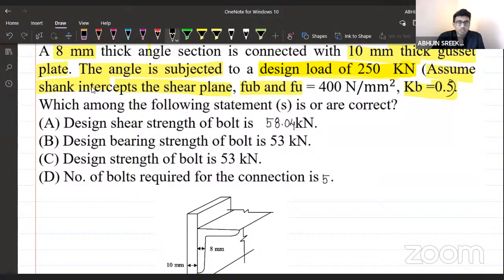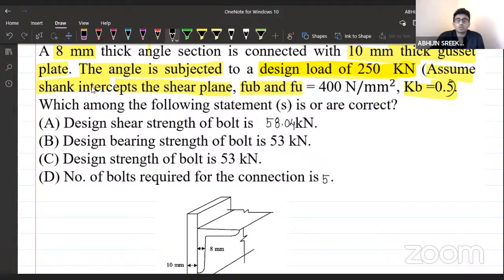So let's read the options. Design shear strength of the bolt is 58.04 kilonewton, and design bearing strength of the bolt is 53 kilonewton, and number of bolts required for the connection is 5. So these are the things given in our question.